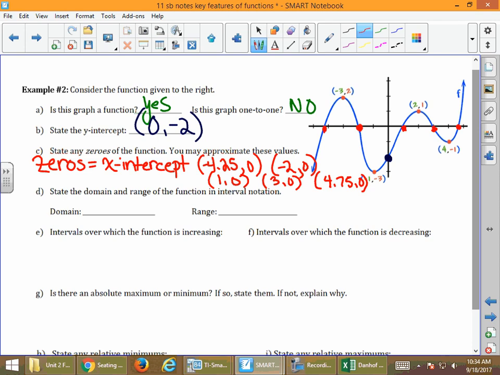Now, notice on this graph, and I kind of covered it up in here, but we want to state the domain and the range of the function in interval notation, and on this particular graph, which is different from the front page, we have arrows at the end. What do you think our domain is going to be because we have the arrows?